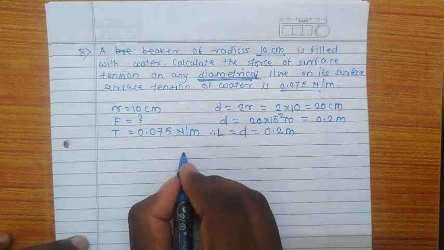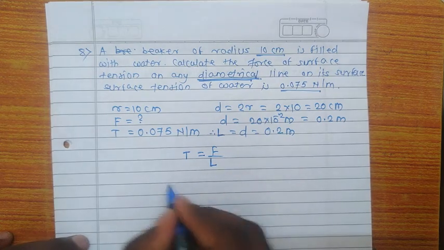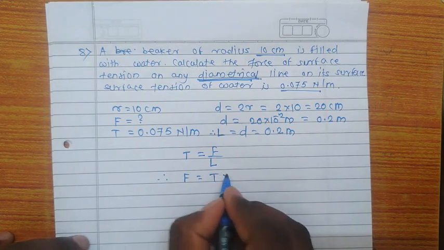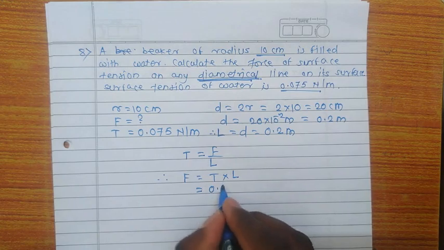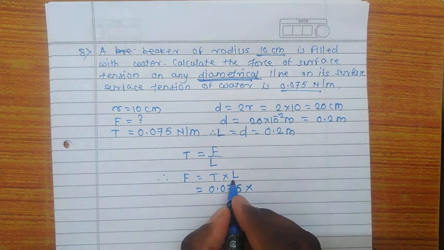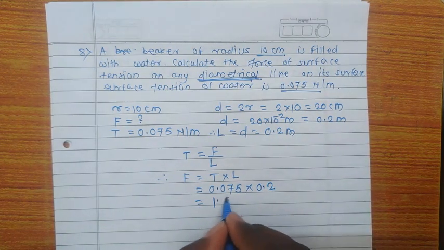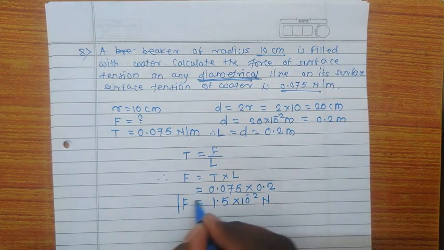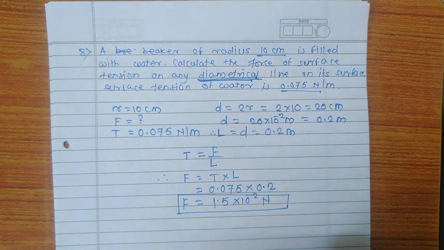We know the formula for surface tension. Surface tension T is equal to force per unit length. Therefore force due to surface tension F is equal to T multiplied by L, which will be equal to 0.075 multiplied by 0.2, which is 1.5 into 10 raised to minus 2 Newton. So this is the force due to surface tension on any diametrical line on the surface of a liquid.